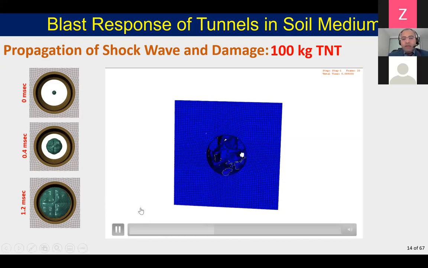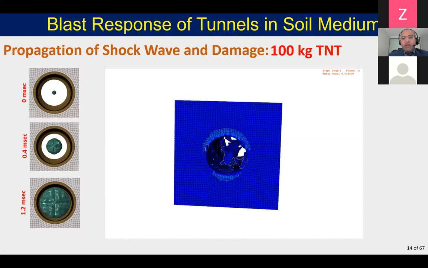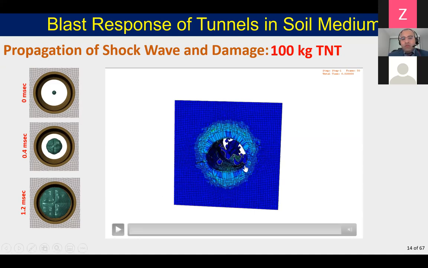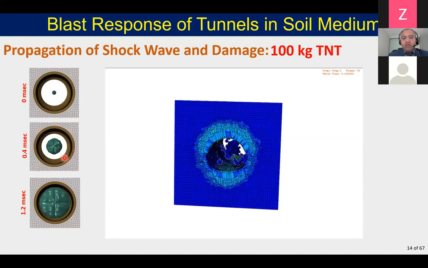So a blast, and then it started propagating. And then when it reaches the material, you get the deformation damage of the tunnel. I have purposefully removed the concrete lining from this animation just to give you a better idea about the deformation, more deformation of the soil surrounding the blast.